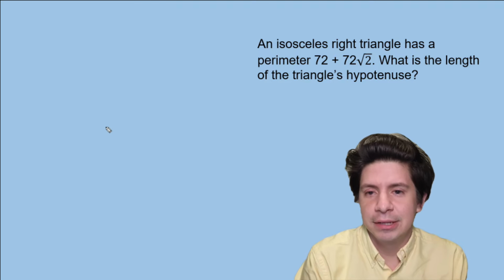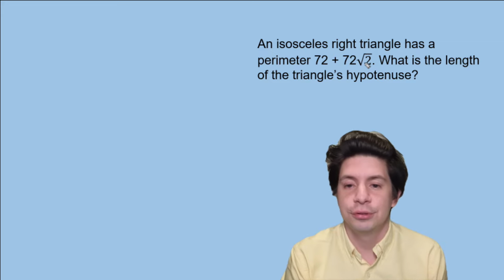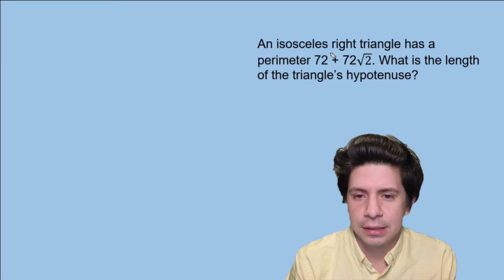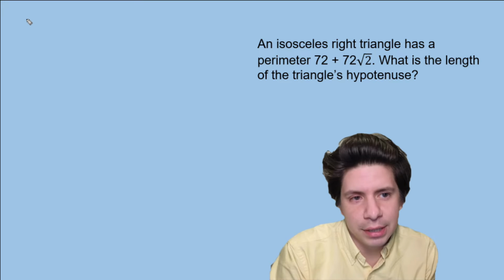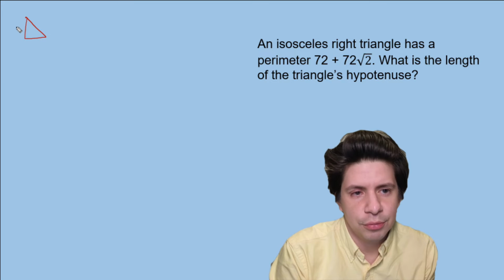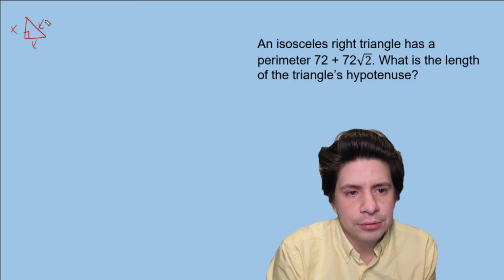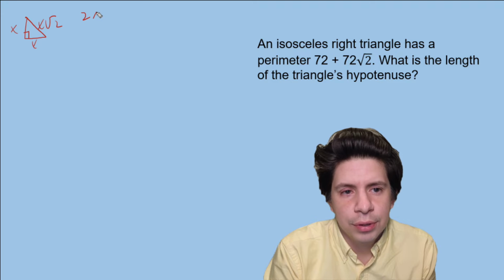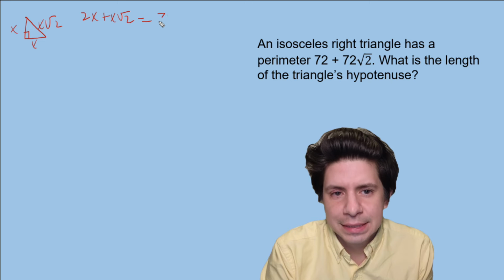Okay, so for this one, it's very similar, except an isosceles right triangle has a perimeter of 72 plus 72 root 2. So this time it doesn't seem as clear which one you're talking about as the hypotenuse and which one is the legs combined. You'll see why in a second. What is the length of the triangle's hypotenuse? So again, we draw it out. I'm going to make it kind of small to have room to do the other math. And it's going to be x root 2 again. And then I'm going to get as the perimeter 2x plus x root 2 equals 72 plus 72 root 2.